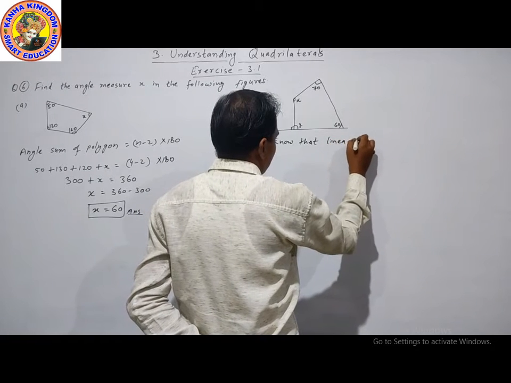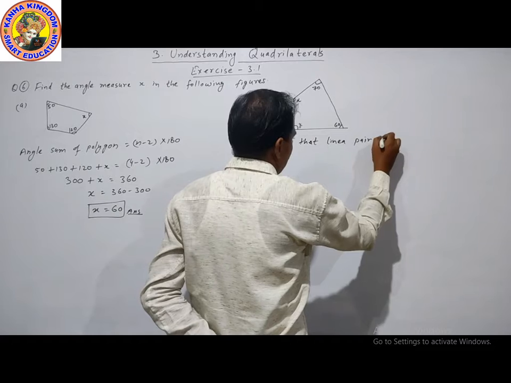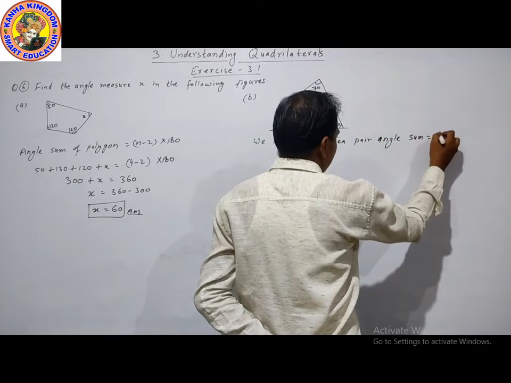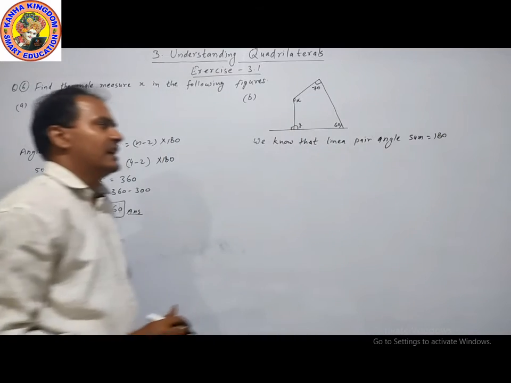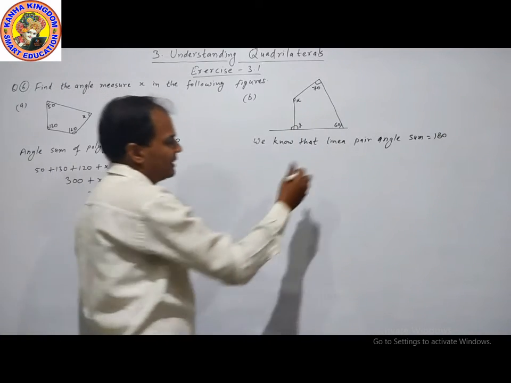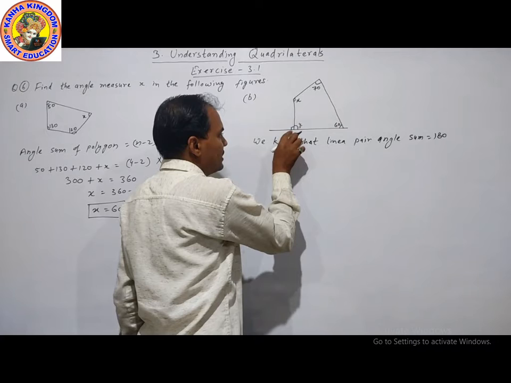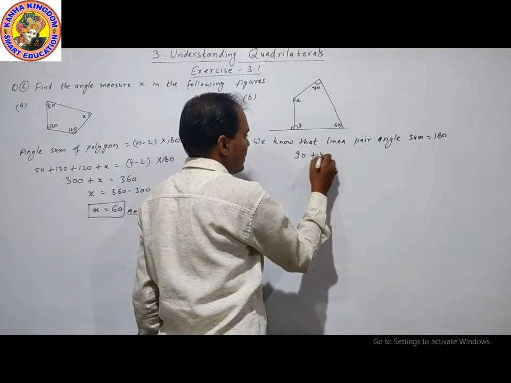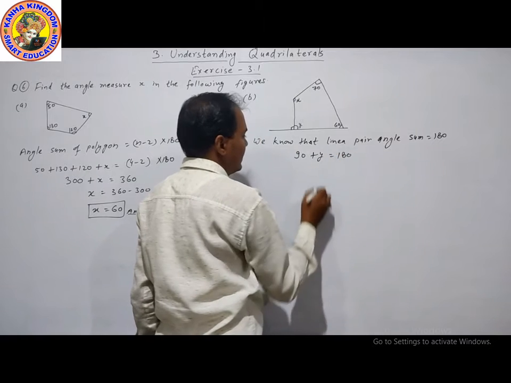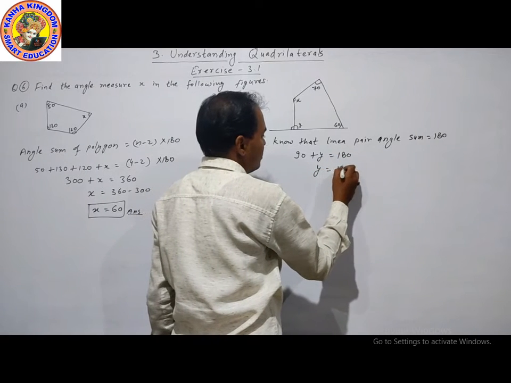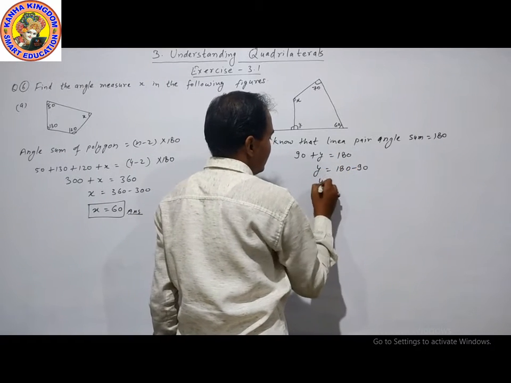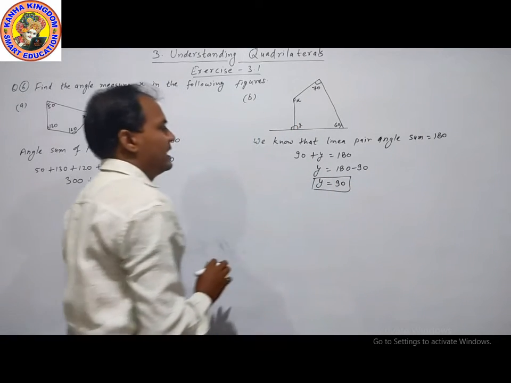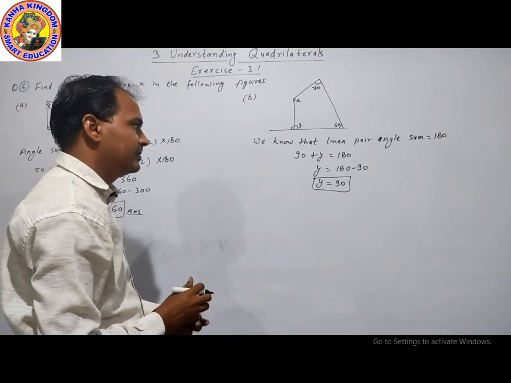Linear pair angle sum is 180. The angle sum of linear pair is 180. So here this symbol is a 90-degree angle. So 90 plus y is equal to 180. Then y is equal to 180 minus 90. Then y is equal to 90. So y is an angle of 90 degree.